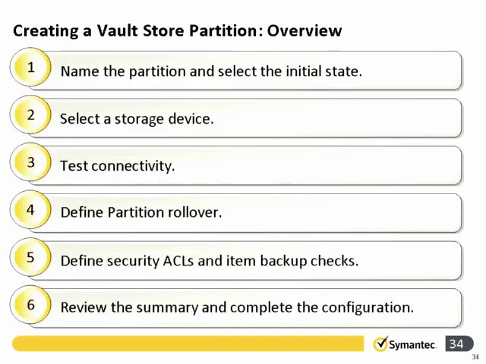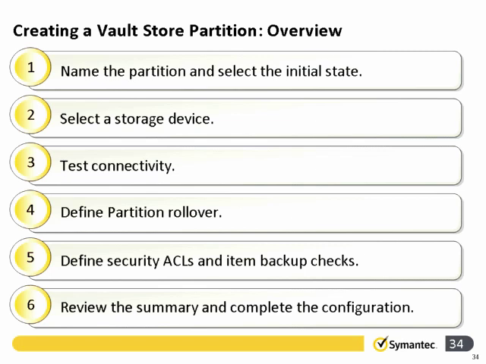Again, this is a wizard. You can create it manually by going into the individual Vault Store, right-clicking on it, and saying that you wish to make a new partition. Or you can also continue on with the Vault Store partition wizard, which will immediately follow the Vault Store wizard.